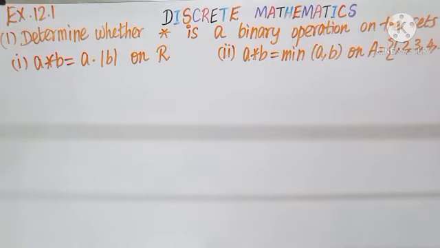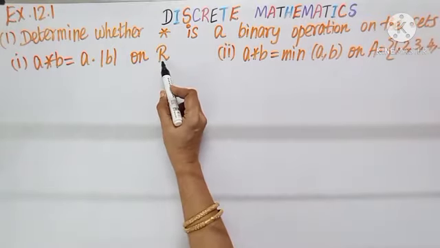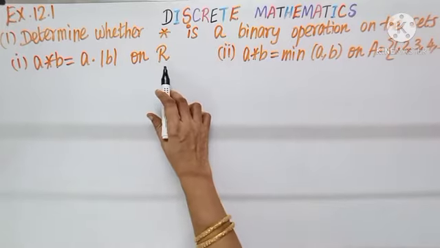Exercise 12.1, question number 1. Determine whether star is a binary operation on the sets given below. The set is R. R stands for real numbers. What do you mean by real numbers? Plus numbers, minus numbers, whole numbers, fractions, decimals, square root of positive numbers. So all these things will come under R.